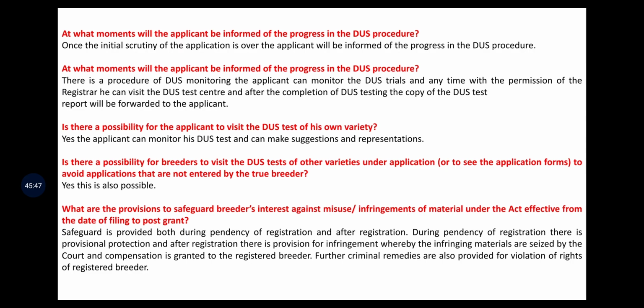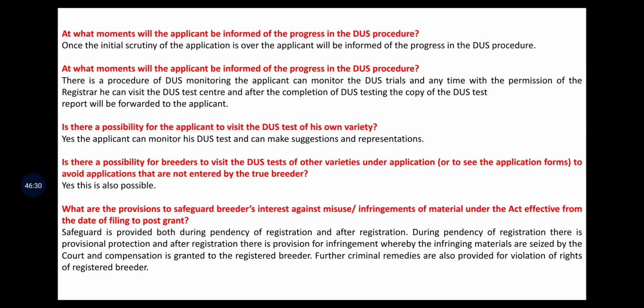At what moments will the applicant be informed of the progress in the DUS procedure? Once the initial scrutiny of the application is over, the applicant will be informed of the progress of the DUS procedure. There is a procedure of DUS monitoring. The applicant can monitor the DUS trials anytime with the permission of the registrar. He can visit the DUS testing centers, and after the completion of DUS testing, the copy of the DUS test report will be forwarded to the applicant.